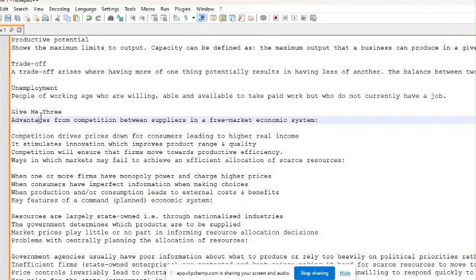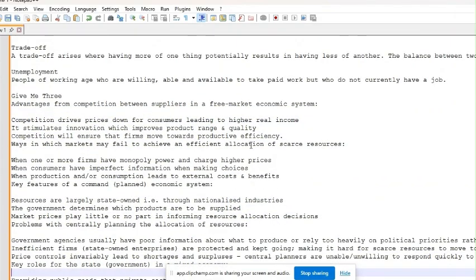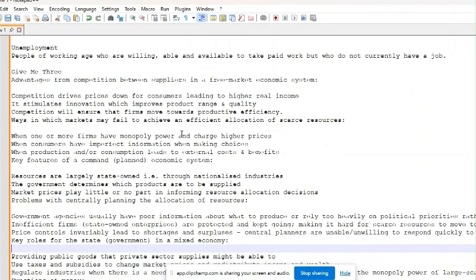That's about it. And advantages from competition between suppliers in a free market economic system. Competition drives prices down for consumers, leading to higher real income. It stimulates demand. If the price of a good or service goes down, the demand for it will increase because consumers can now actually buy it. Competition will ensure that firms move toward productive efficiency.